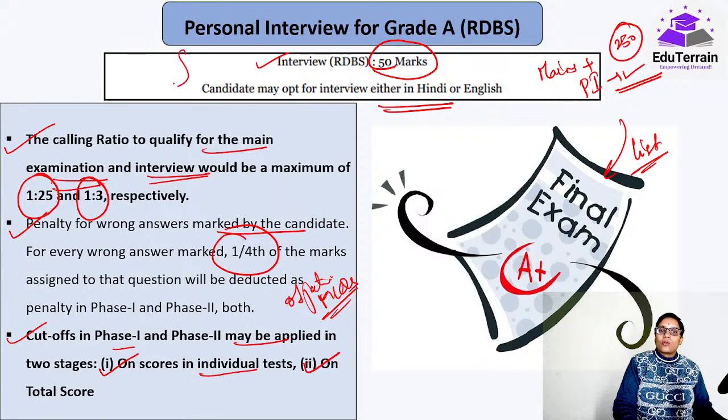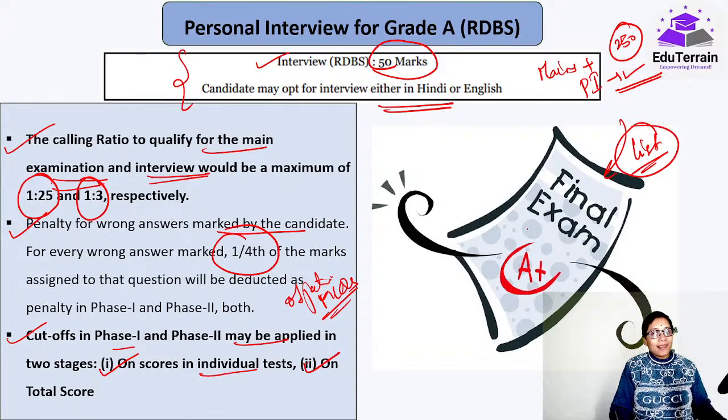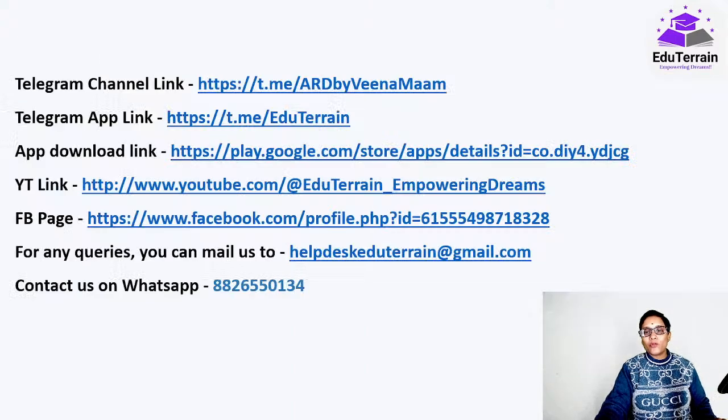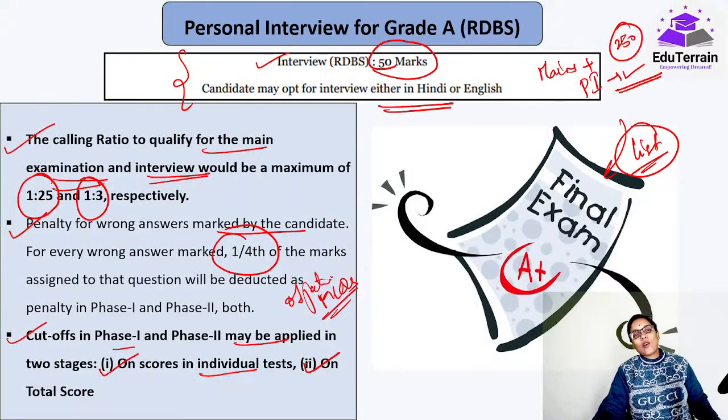Okay, so the personal interview is also done. And the final, what is it? Our name has come in the list. Right, this is how you have to visualize yourself. Only then will you be able to move forward. Right, so this is all from my end for today. So, all about the NABARD Grade A examination.